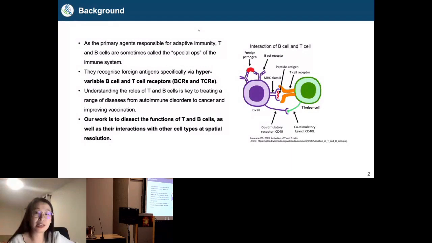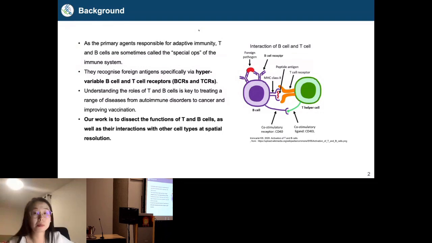However, most studies are still limited at a gene and a single cell level. Therefore, in this work, we aim to design a strategy to explore the functions of T and B cells, as well as their interactions with other cell types at the spatial and the clonal level.